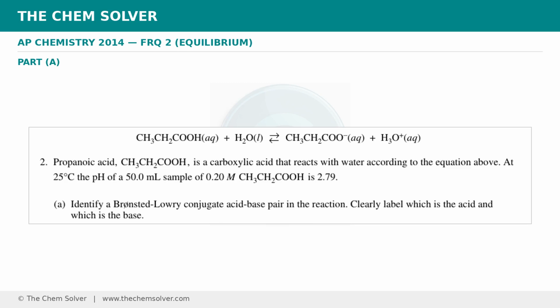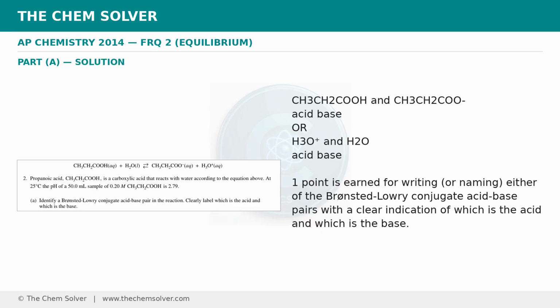Identify a Brønsted-Lowry conjugate acid-base pair in the reaction. Clearly label which is the acid and which is the base. CH₃CH₂COOH and CH₃CH₂COO⁻, acid, base. Or H₃O⁺ and H₂O, acid, base. 1 point is earned for writing or naming either of the Brønsted-Lowry conjugate acid-base pairs with a clear indication of which is the acid and which is the base.